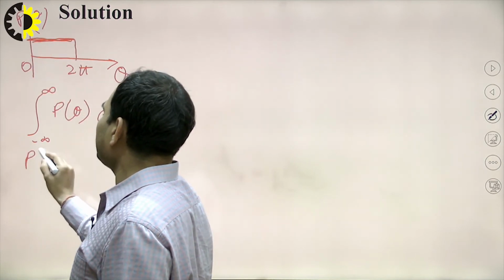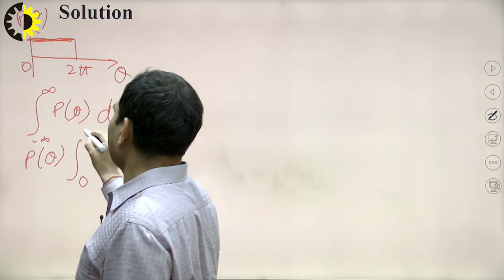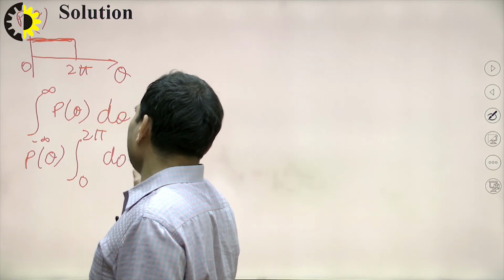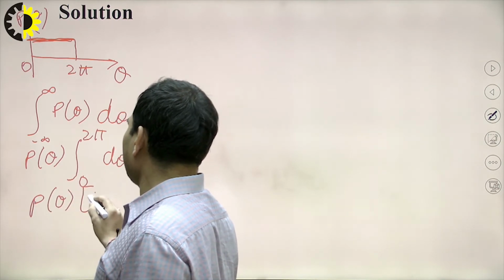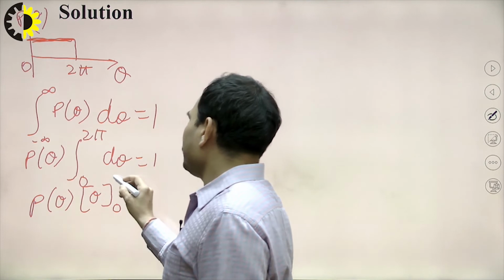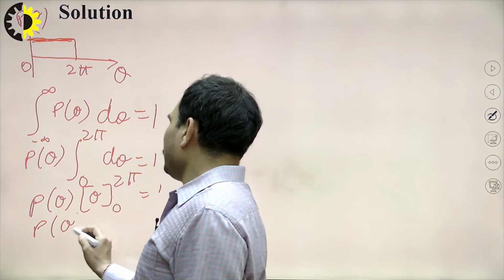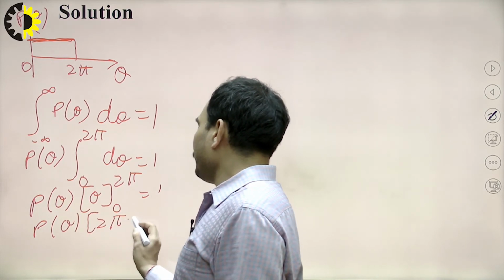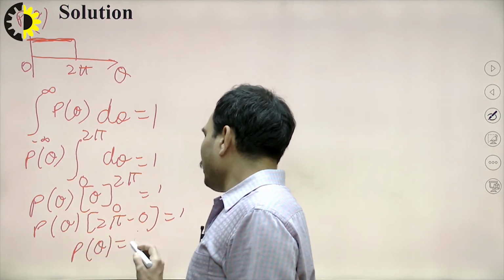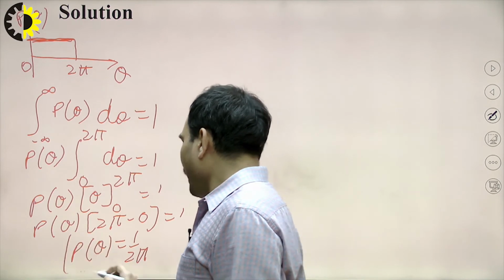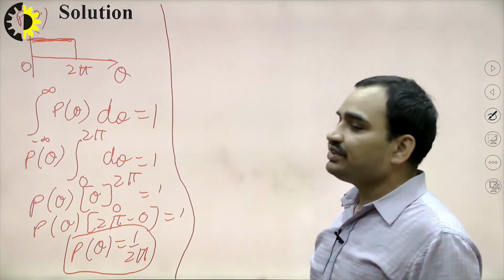So we can take p theta outside, and we have the limit 0 to 2 pi, and we integrate in terms of d theta. So the integration is simply theta, with lower limit 0 and upper limit 2 pi, that is equal to 1, or p theta is equal to 1 upon upper limit minus lower limit, that is p theta is equal to 1 upon 2 pi. So we have this density function.